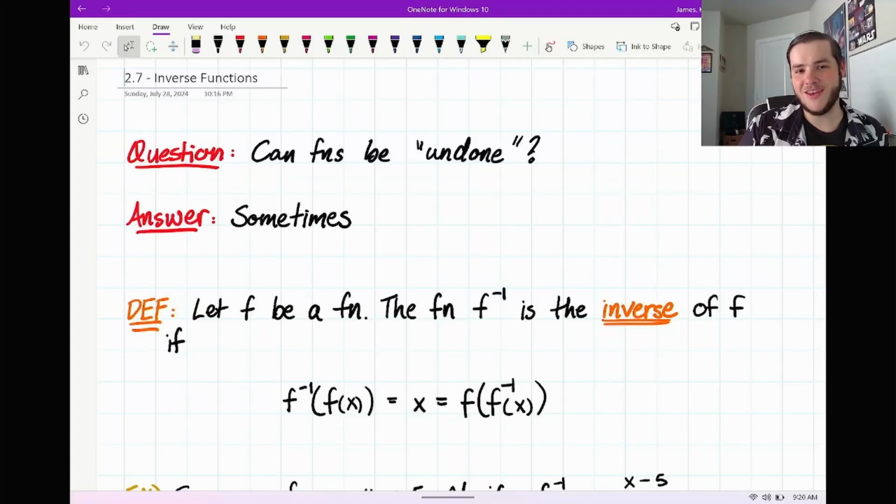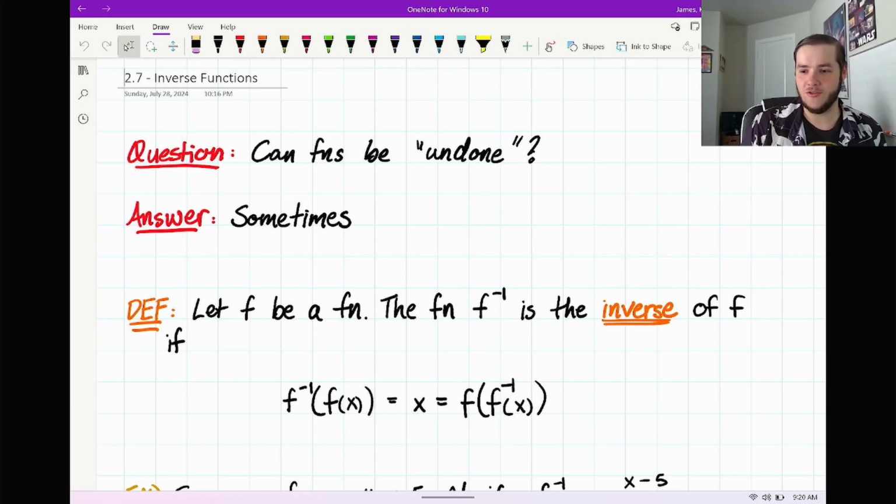The idea of an inverse of a function is the question, can functions be undone? What I mean by that is, with a function, I've got some sort of rule that tells me, given this input, I get this output. So is there a way to look at an output and know what input it came from? And the answer is, well, sometimes.